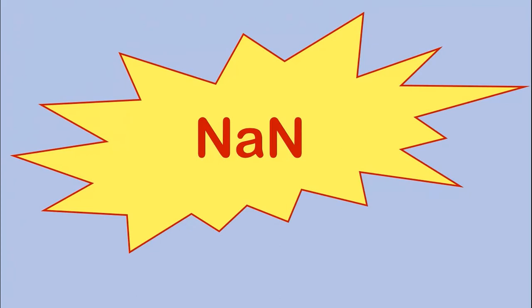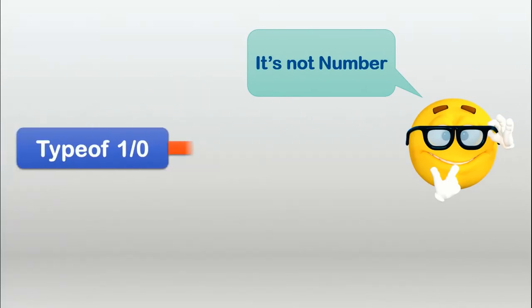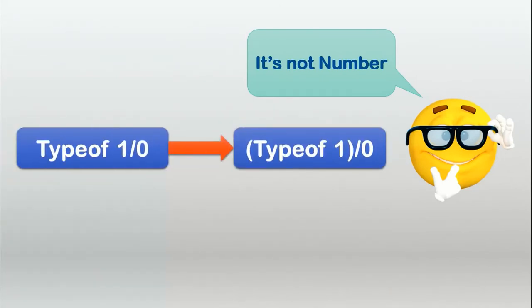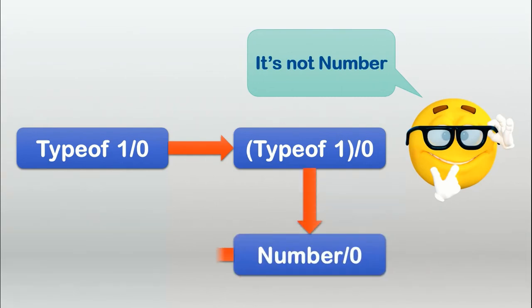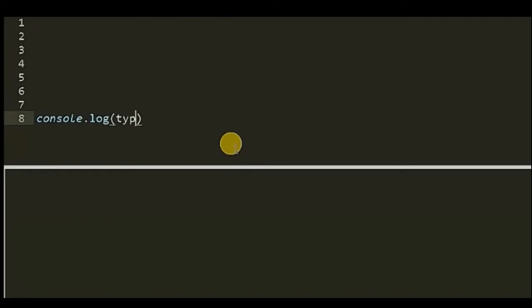What is the output of typeof 1 / 0? NaN. Not a number, because in this expression, typeof 1 is first executed, then the output is divided by 0, which gives us a string divided by 0, which is obviously NaN. The correct way to get the type of 1 / 0 is as follows.